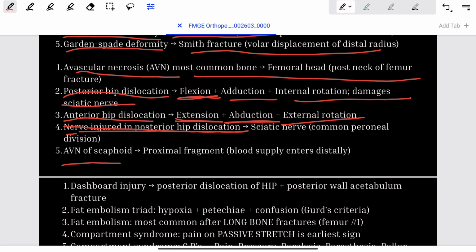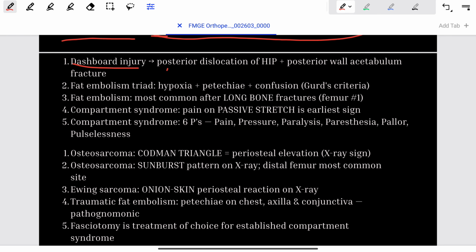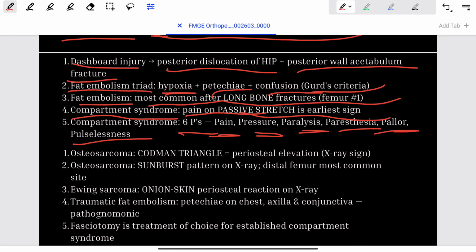Scaphoid AVN, proximal fragment undergoes avascular necrosis due to retrograde blood supply. Dashboard injury, classically causes posterior hip dislocation with posterior acetabular wall fracture. Fat embolism syndrome presents with the triad of hypoxia, petechiae and confusion. Fat embolism most commonly occurs after long bone fractures, especially femur fracture. Compartment syndrome, earliest clinical sign is pain on passive stretch. Remember the 6 P's: pain, pressure, paralysis, paresthesia, pallor and pulselessness.